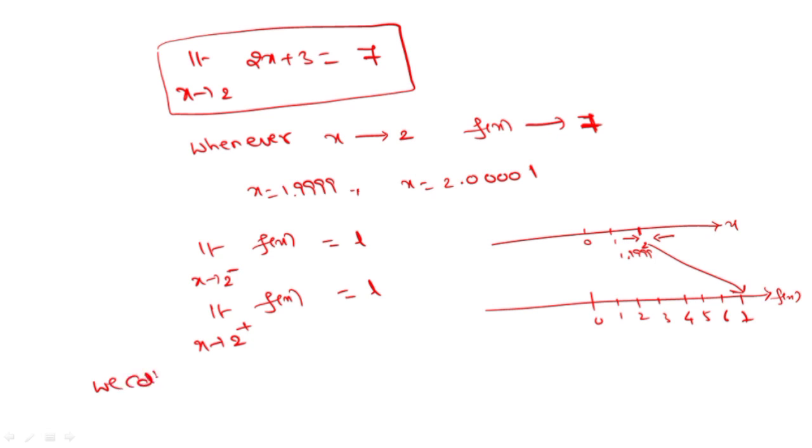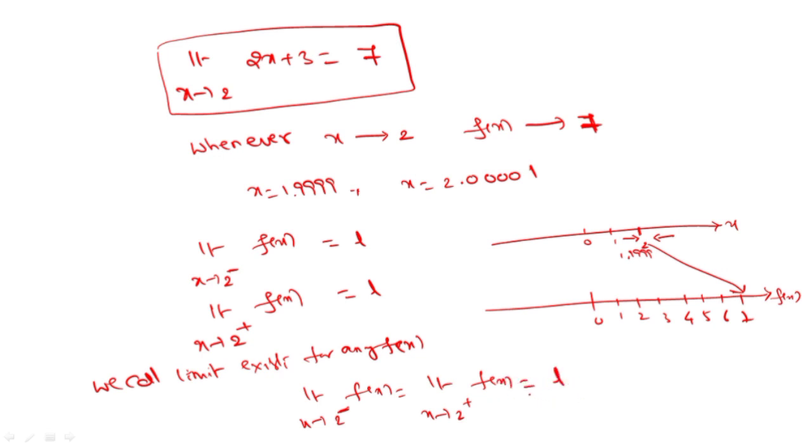Based on these approaches, we can take left side approaching and right side approaching, and we say that the limit exists for f of x if both left side approach and right side approach give the same L. Then only we call it the limit as x tends to a of f of x equal to L. That is the basic definition of limit.